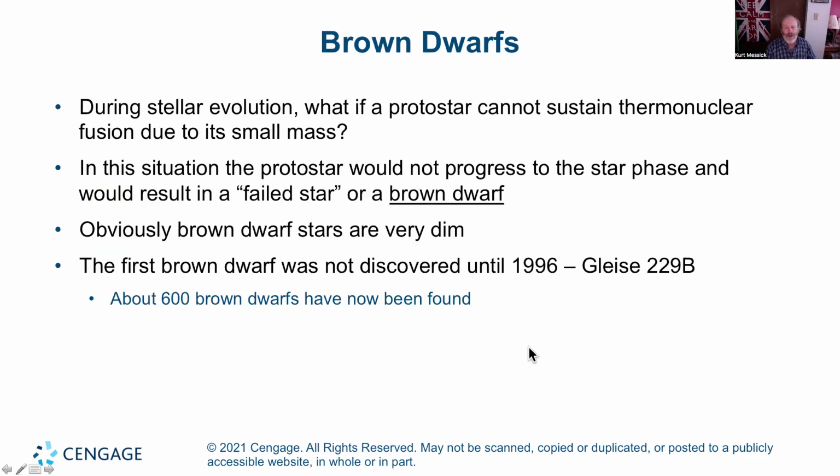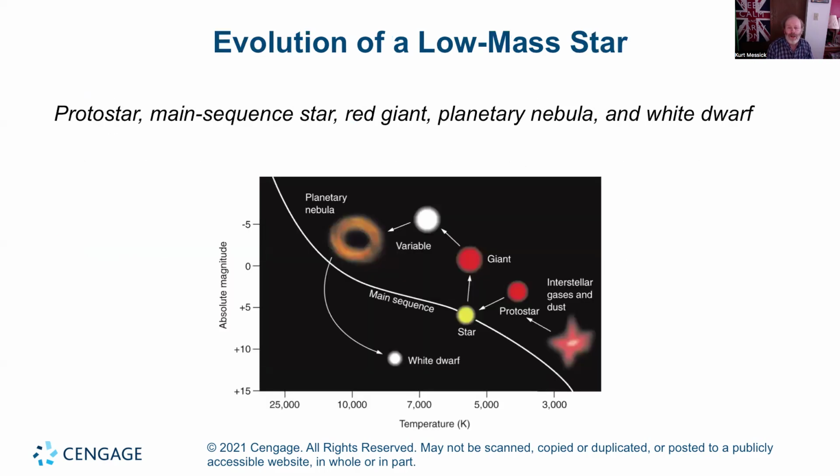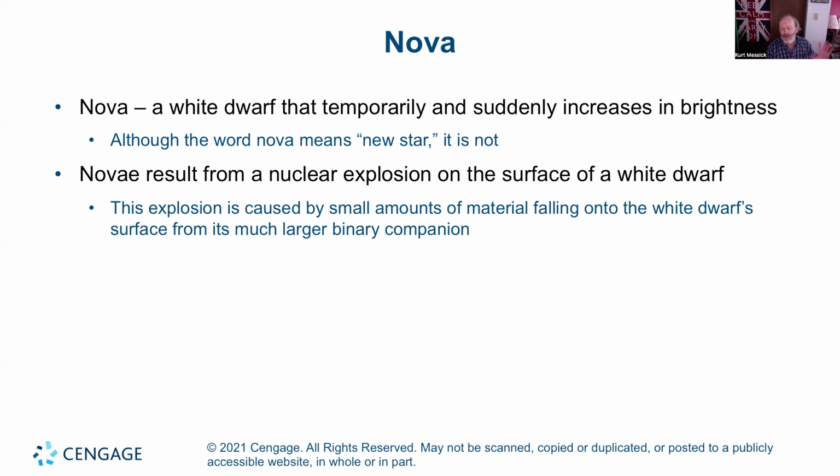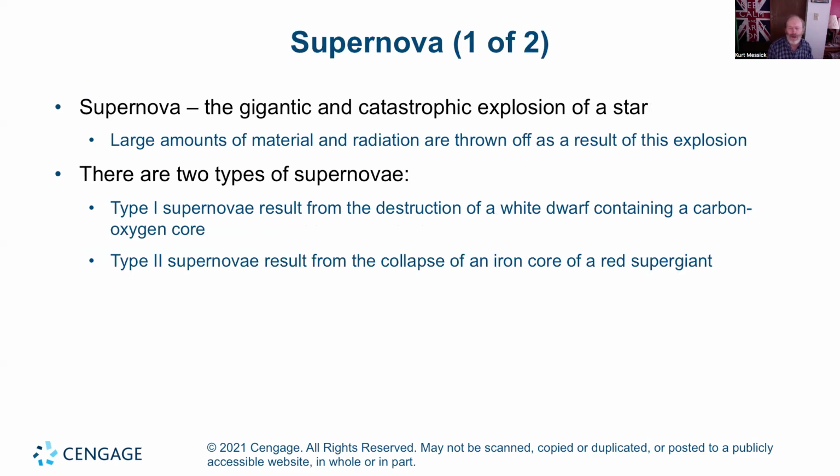So if a star doesn't have enough material to come together and kick on its engine in the center, it becomes a brown dwarf, and we've found hundreds and hundreds of these. The planet Jupiter is almost a brown dwarf. As a star begins to fade out, it will sometimes, if it's like a companion star with Sirius, begin to leach material off of its companion, and that can cause an explosion. And that explosion we call a nova, or a new star.